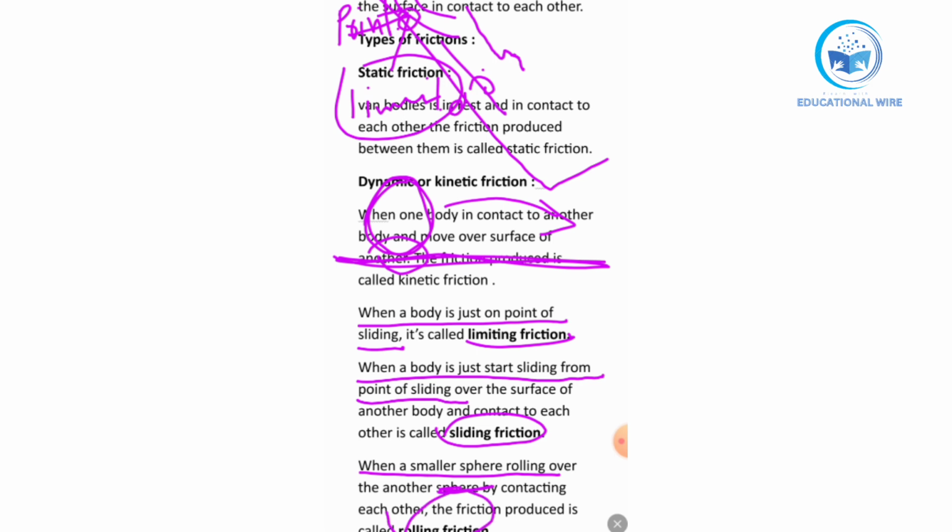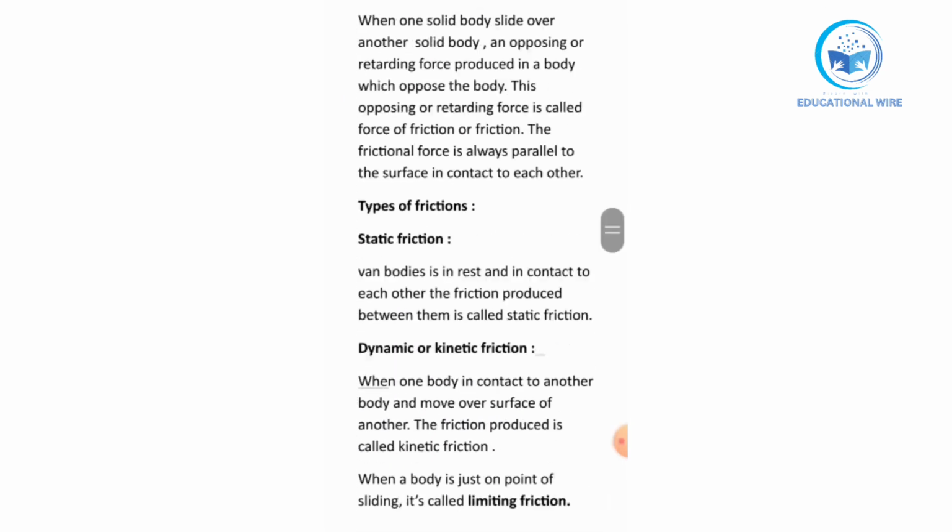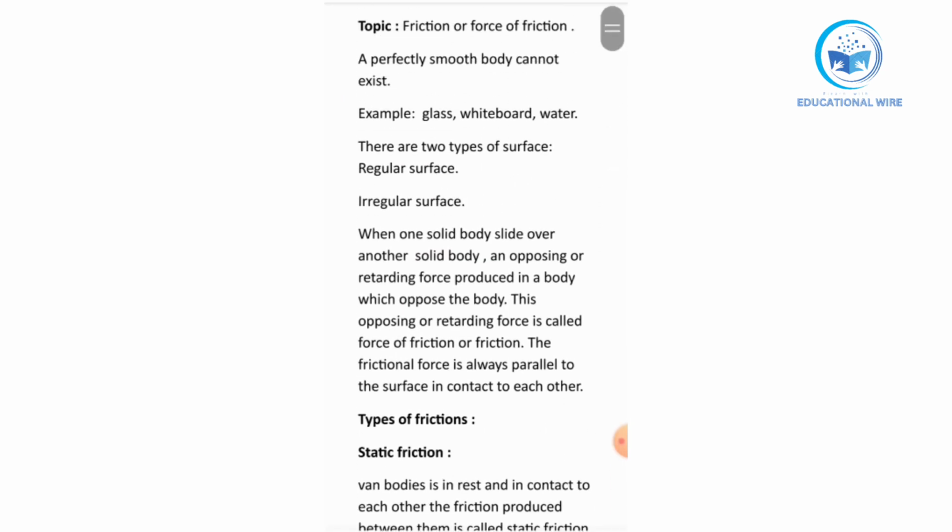Hope you understand today's lecture, that we have discussed the types of friction and the regular and irregular surfaces with the friction or force of friction.